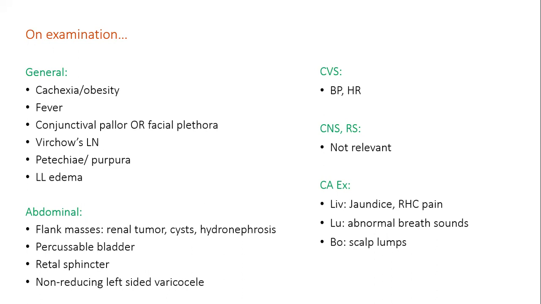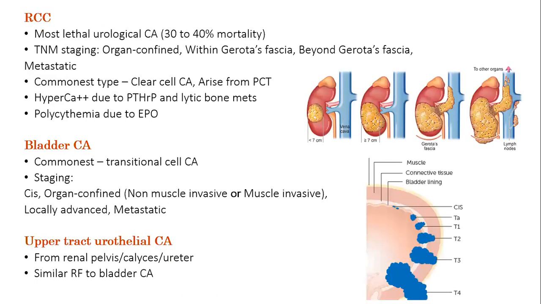Then the CVS examination, of course, is not relevant. BP, you might have hypertension, so you can measure, but it's not very important. CNS is also not very relevant. And I call this the cancer examination, because these are things you check for metastasis in any cancer. So the normal things: jaundice, right hypochondrial tenderness, not pain, sorry, and abnormal breath sounds if it's lung, and scalp lumps if it's bony. So the normal things. Okay, that's it for examination.